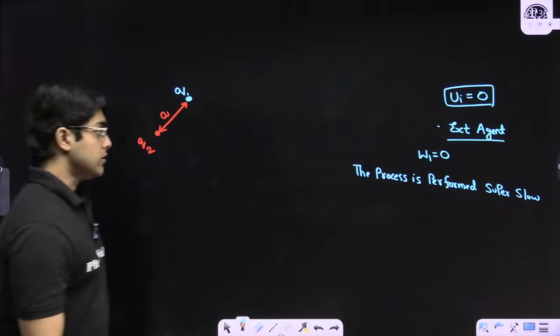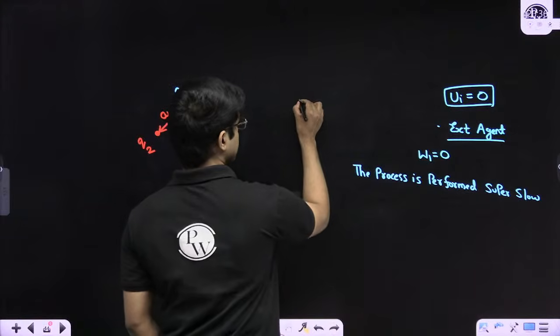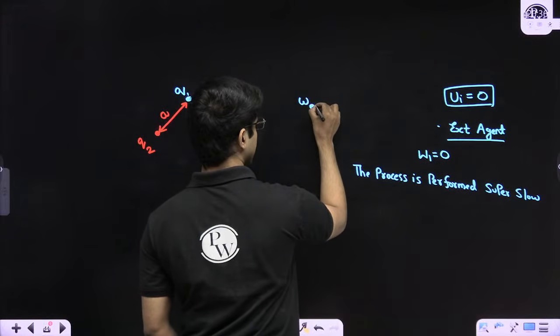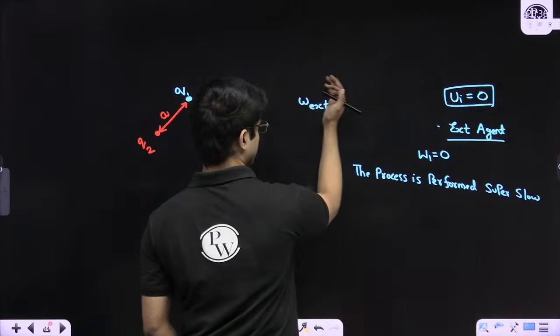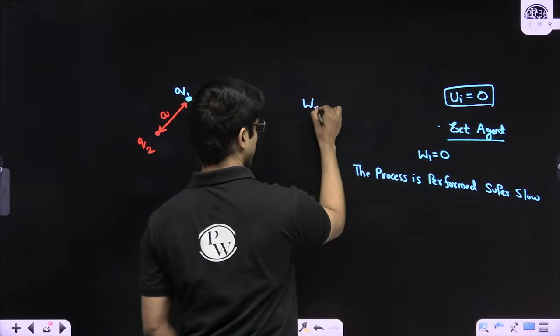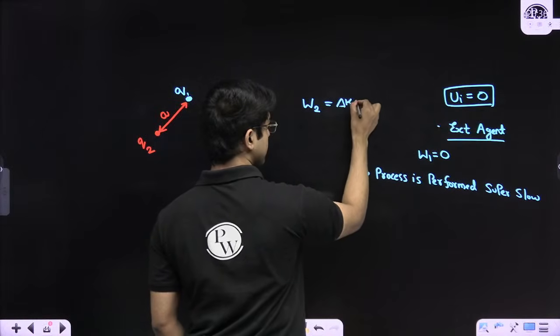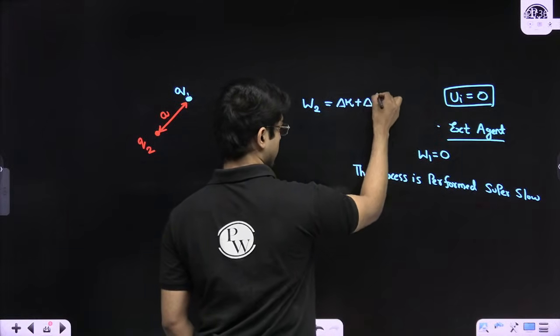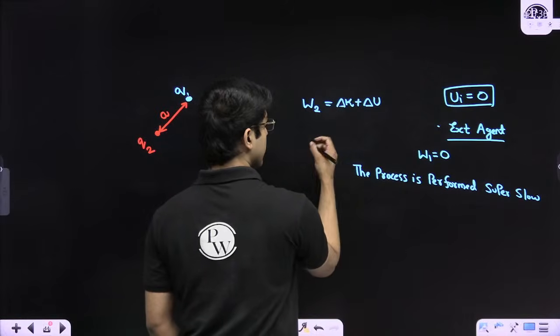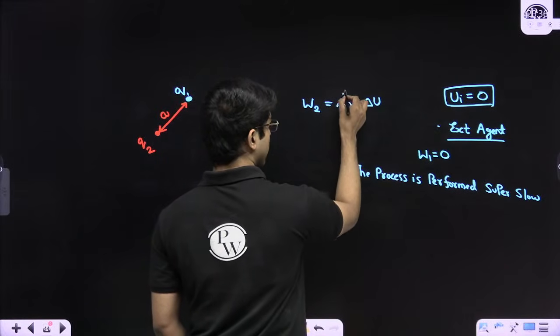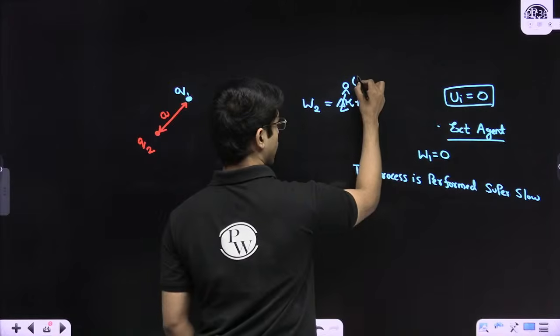So in this process, if you use the work energy theorem, then you can write the work done by the external agent in step 2, which I am writing as W2, will be equal to the change in kinetic energy of the system plus the change in potential energy of the system. Delta K is 0 because the process is slow.